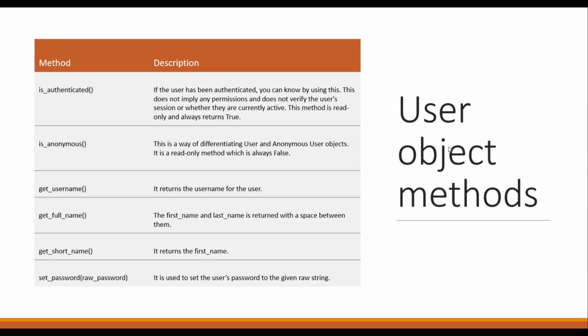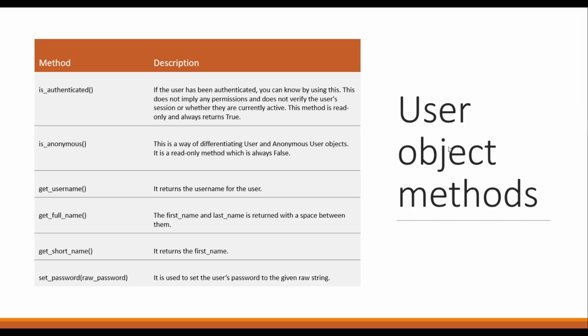The first one is the is_authenticated method. If the user has been authenticated, you can know by using this method. This does not imply any permission and doesn't verify the user session or whether they are currently active. This is only a read-only attribute and always returns True. The next one is is_anonymous. This is the way of differentiating a user from an anonymous user object, and it is also a read-only attribute which always returns False.